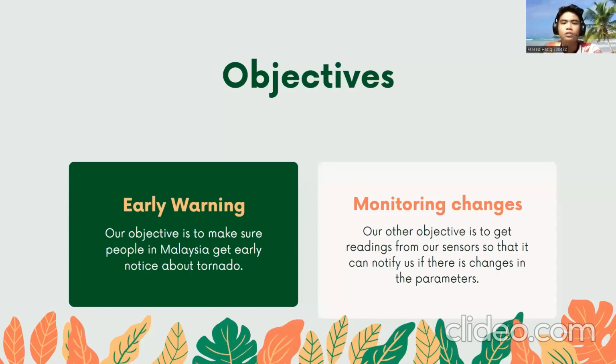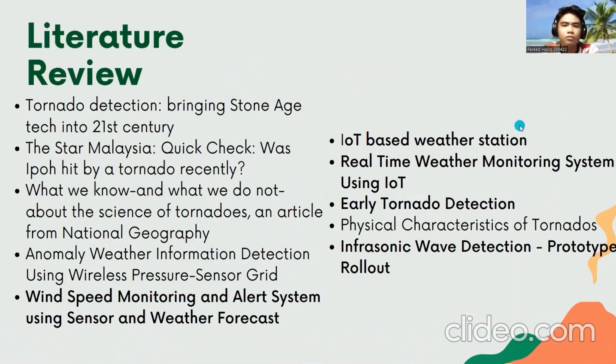Here is our objective. The first main objective for our project is to give early warning. We want to make sure people in Malaysia get early notice about tornadoes, since tornadoes rarely happen in Malaysia, so they get prepared. The second objective is monitoring changes. We want readings from our sensors so that they can notify us if there are changes in the parameters. So I will pass to Ain.